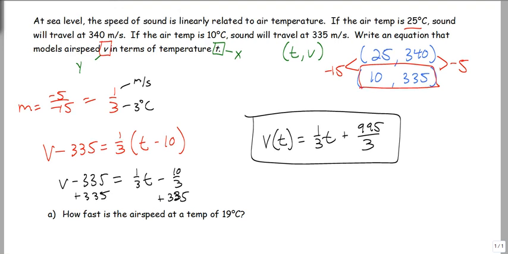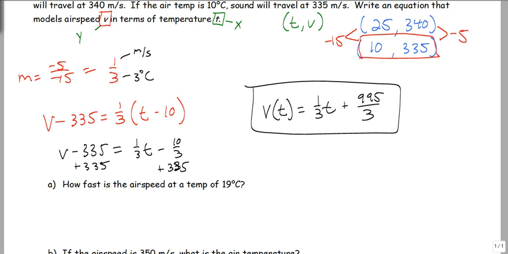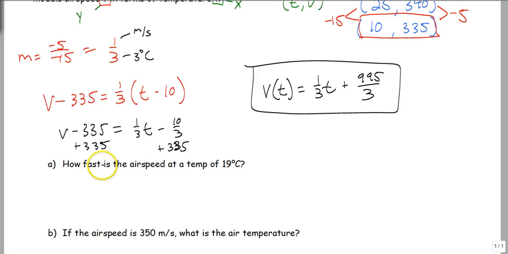Alright, so how fast is the airspeed at a temperature of 19? Well, we can just use function notation. I want to know the velocity when the temperature is 19. And you just plug that in.